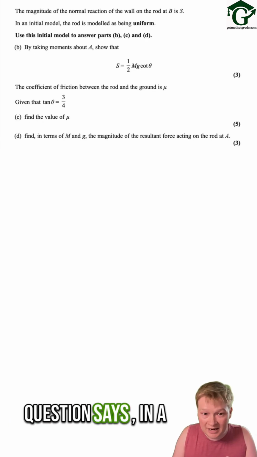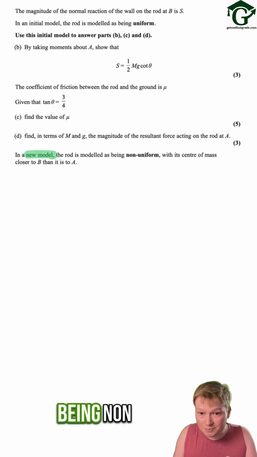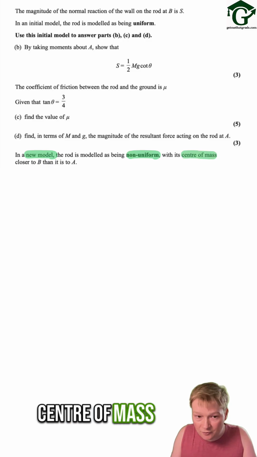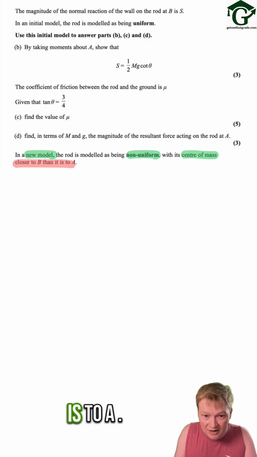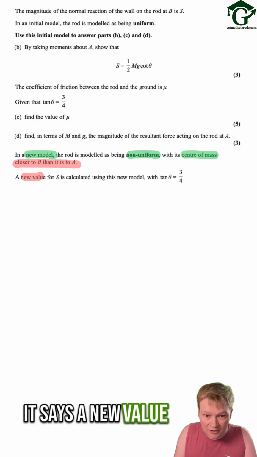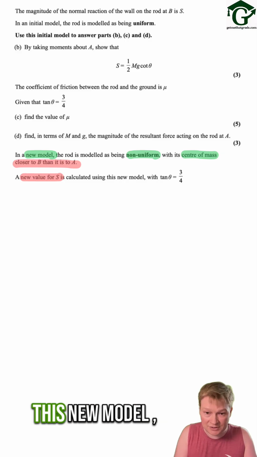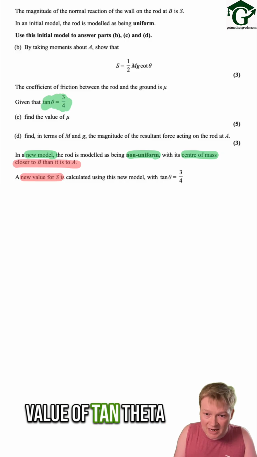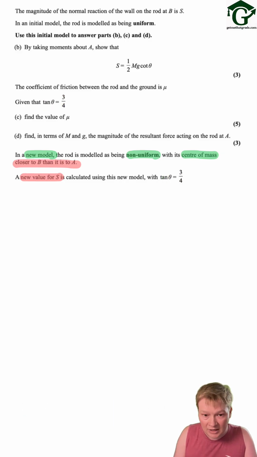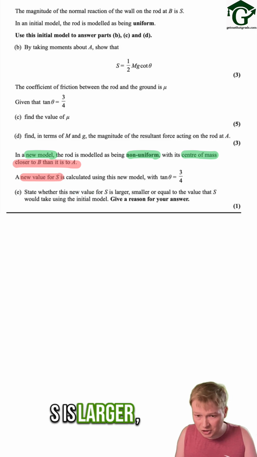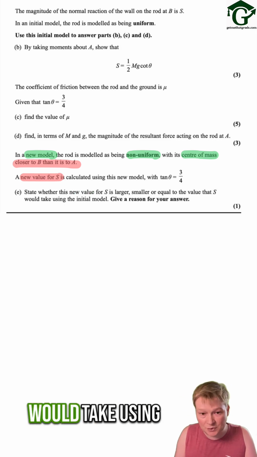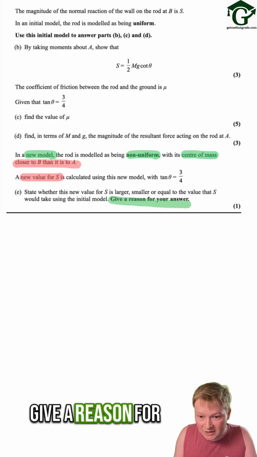The final part of the question says, in a new model, the rod is modelled as being non-uniform, with its centre of mass closer to B than it is to A. It says a new value for S is calculated using this new model, but with the same value of tan theta as before, so the angle hasn't changed. State whether this new value for S is larger, smaller, or equal to the value that S would take using the initial model. Give a reason for your answer.